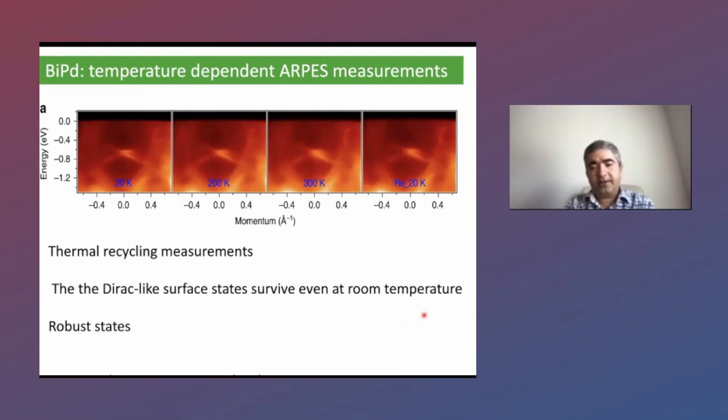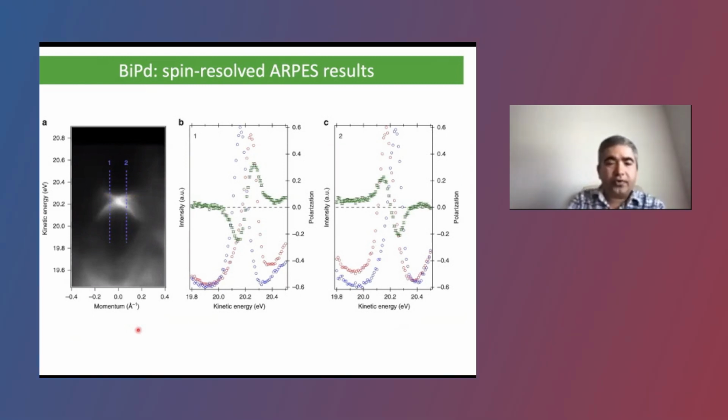And we said, okay, it could be some surface-originated dangling band or something. So what we did is what we call thermal recycling. We raise the temperature up to 300 Kelvin and come back to 20 Kelvin. It's always there, so it's a very robust state. Another thing we did is measure the spin polarization, and you can see the spin at this branch is opposite to the spin at this branch. You can see it's going down and up, but here going up and down. So it looks like it's a spin polarized state.